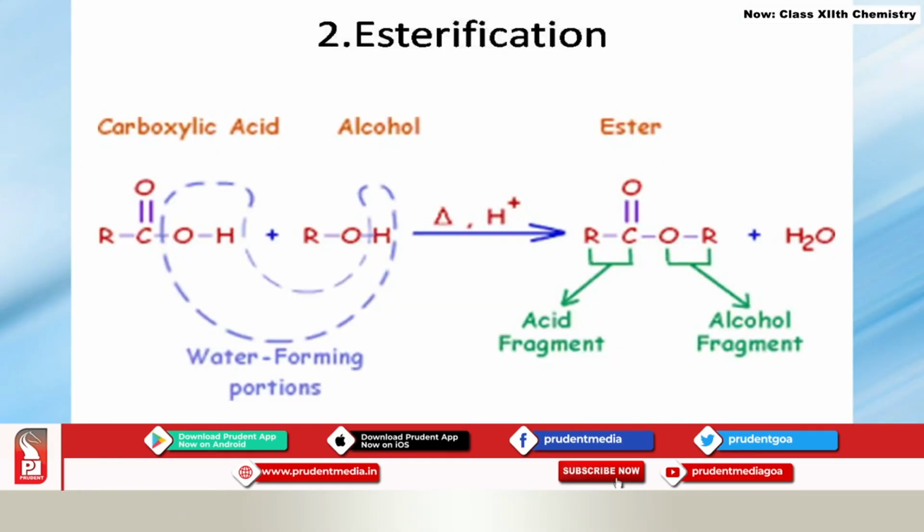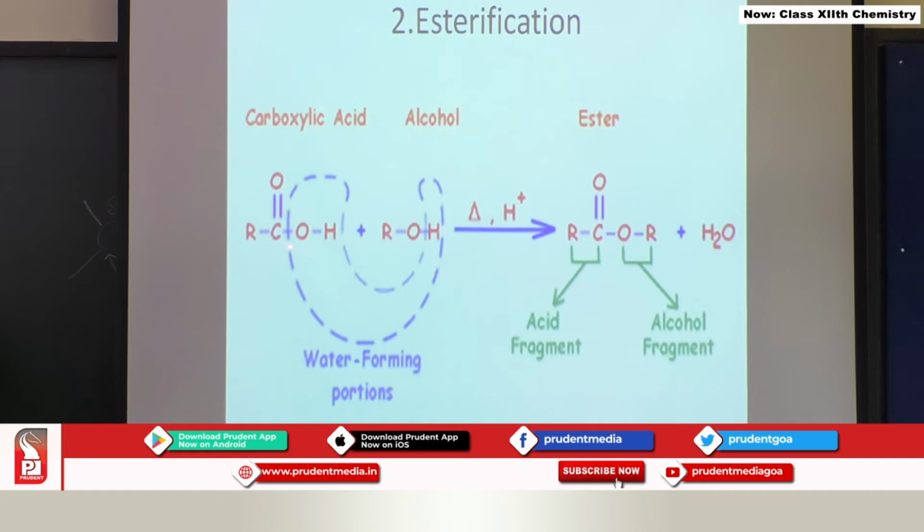See the esterification reaction. This is also an example of OH bond breakage. I have a carboxylic acid treated with alcohol, and see now the OH bond is getting cleaved over here. Hydrogen of alcohol and OH of carboxylic acid are lost in the presence of H plus ions, and you are going to get an ester over here.